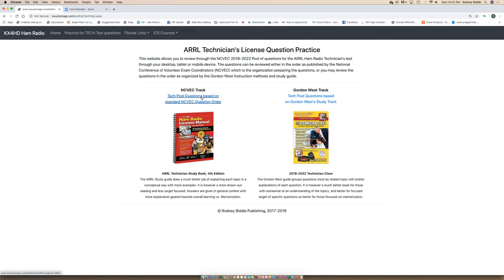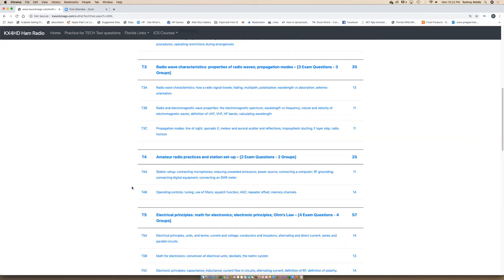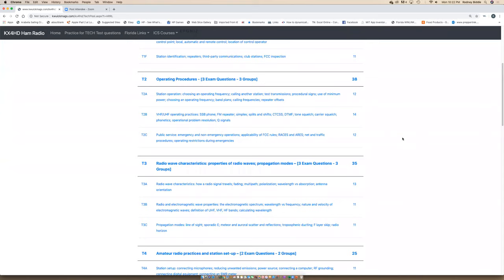The original questions come in 10 sections. The sections are notated by T1, T2, T3, T4, T5, all the way to T0. Each section is broken down into multiple subgroups. There are a total of 31 subgroups within the 10 sections.